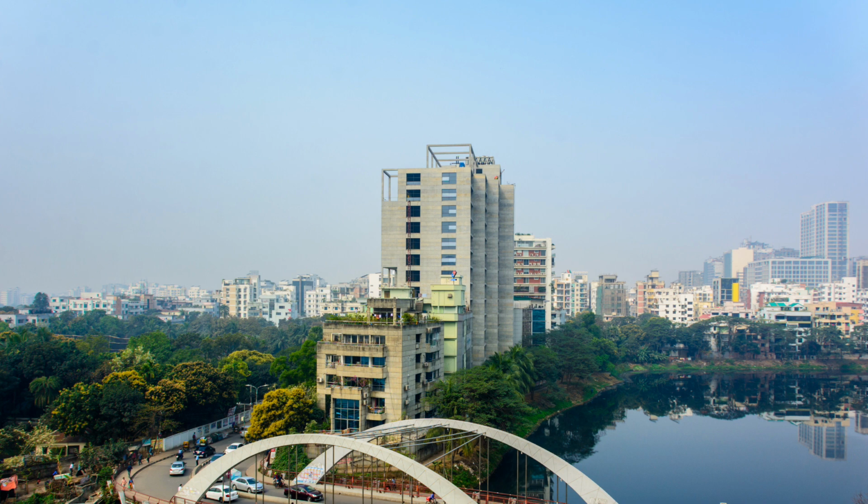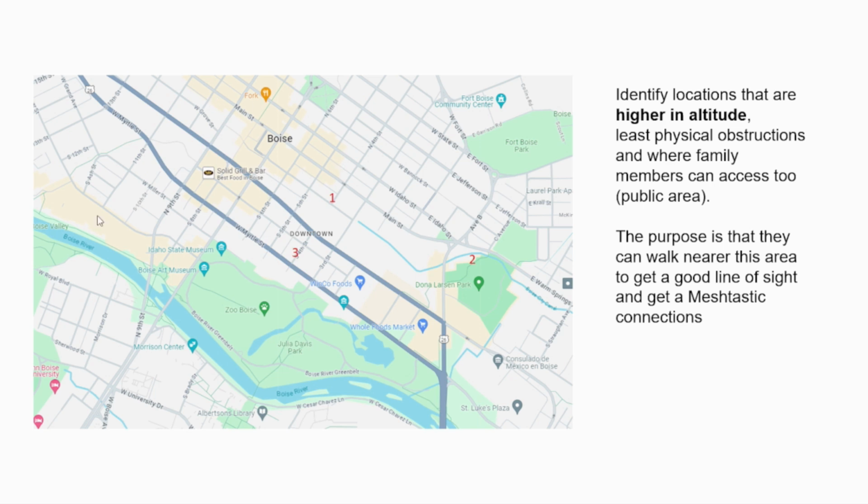Or, where you see all the physical buildings, you want to look for areas where there are fewer buildings, so you have less obstruction. I'm just giving an example. In your situation, you should learn to look at your own map. The whole idea is you want to identify locations for your family members so that in case they can't connect to you or message you, they can move closer to this location.